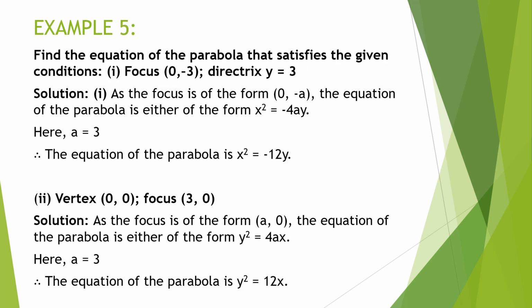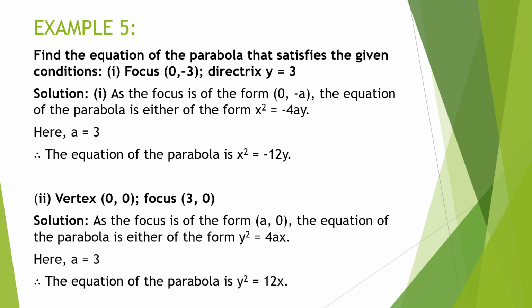Example 5. Find the equation of the parabola that satisfies the given conditions. Focus is at 0, minus 3 and directrix is y is equal to 3. As the focus is of the form 0, minus a, what will be the equation of the parabola? x square is equal to minus 4ay. So what is a over here? a is equal to 3. So the equation of the parabola will be x square is equal to minus 4ay, meaning minus 12y.